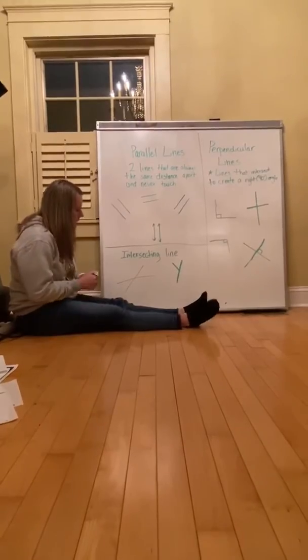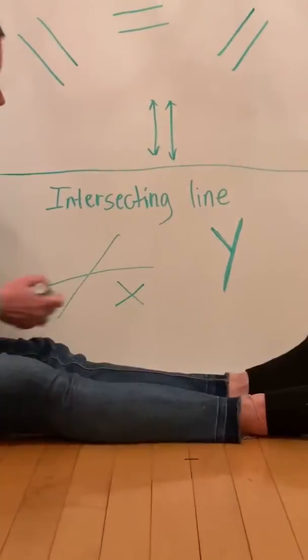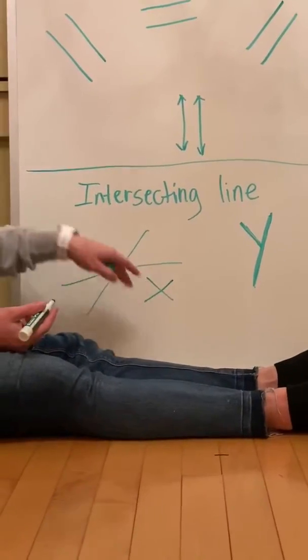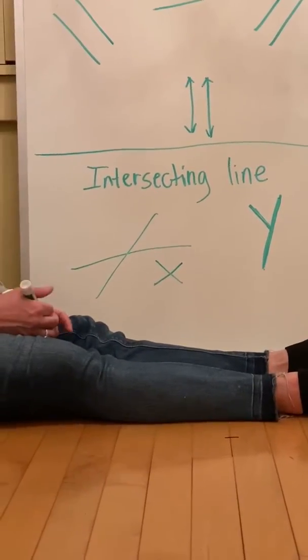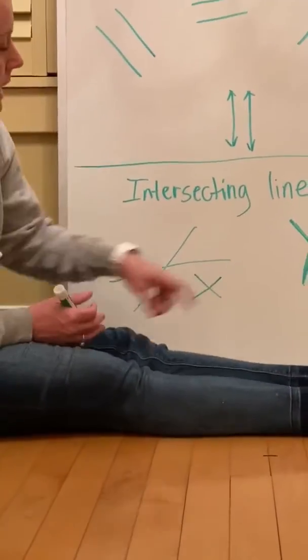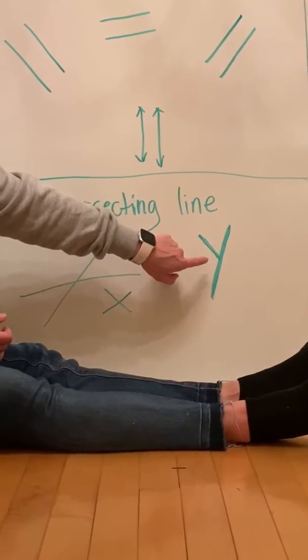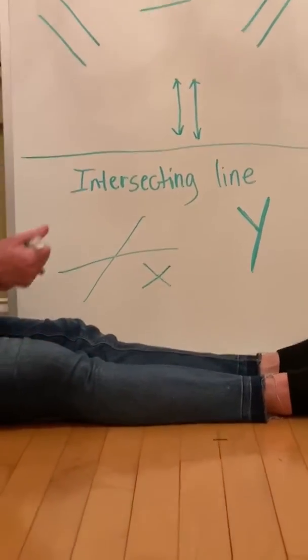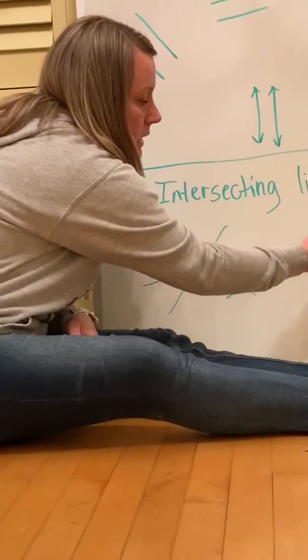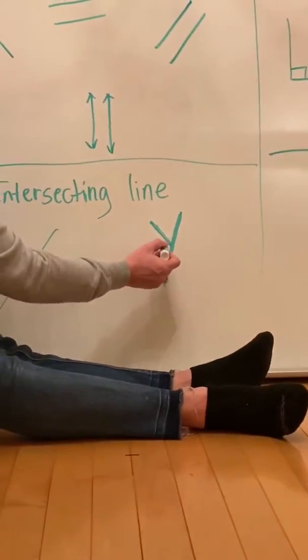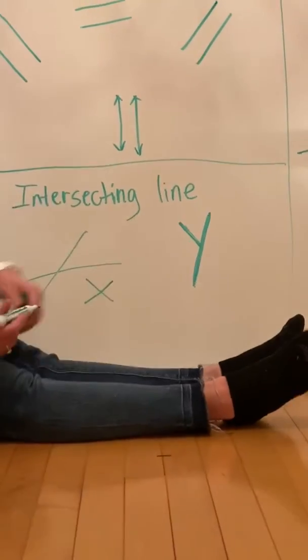A lot of times I think of an X, the X crossing. X's create a diagonal, so the angle is not 90 degrees. You'll also see intersecting lines, or roads actually, that look like a Y almost. And as you can see, this is not a 90-degree angle and this one is not a 90-degree angle. So these are considered intersecting lines.